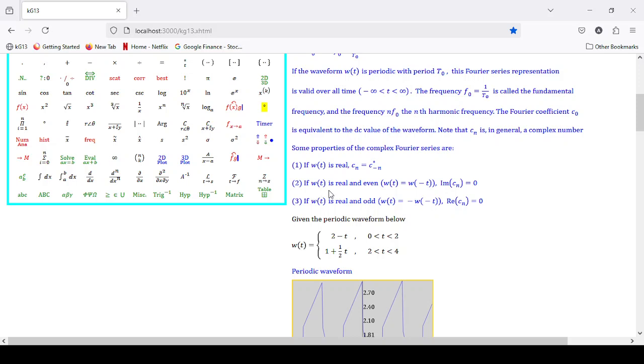Number two, if w of t is real and even, the waveform can be even, that means w of t is w of minus t, then the imaginary part of Cn is 0. And if w of t is real and odd, that means if w of t is minus w of negative t, the real part of Cn is 0.